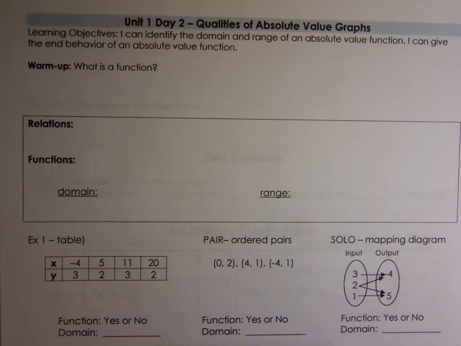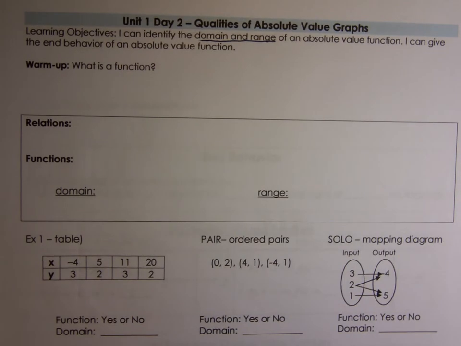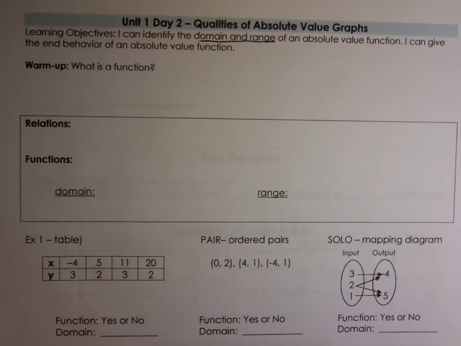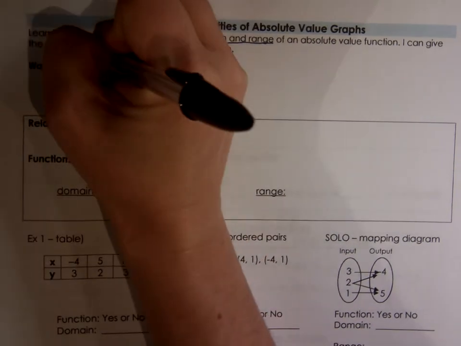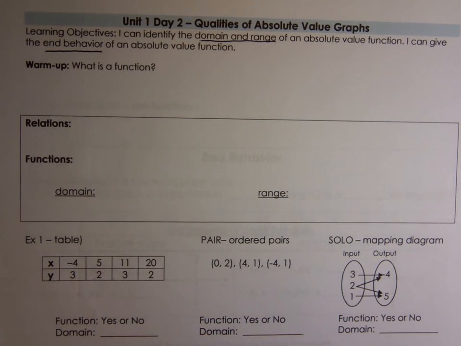Hi everyone, for today's lesson we are going to learn about the qualities of absolute value graphs. Before we get started, let's talk about our learning objectives for today, in which I would like you to be able to say, I can identify the domain and range of an absolute value function, and I can identify the end behavior of an absolute value function. So those are key characteristics that I'm going to need you guys to be able to do.